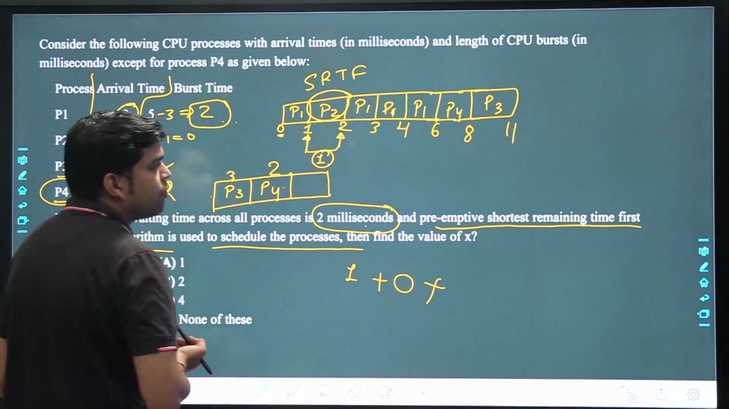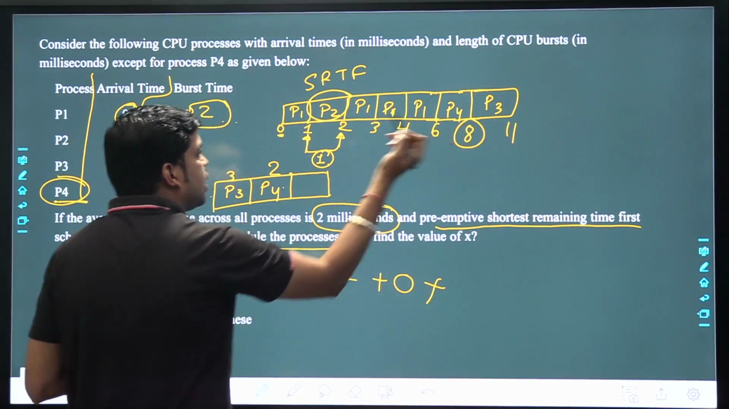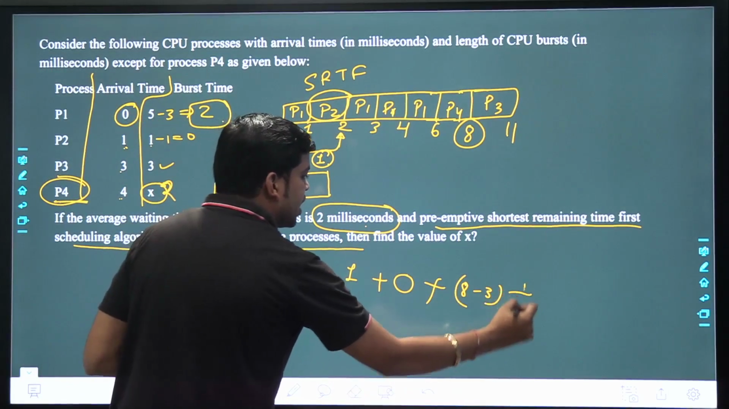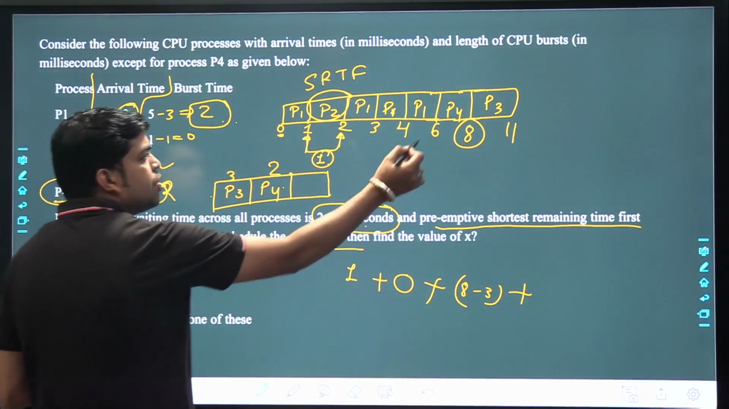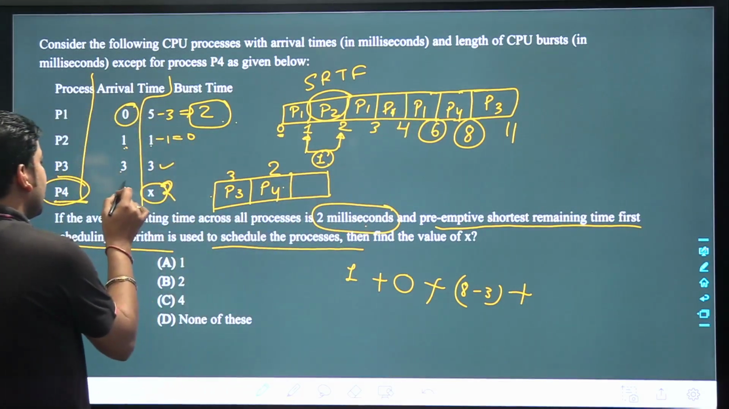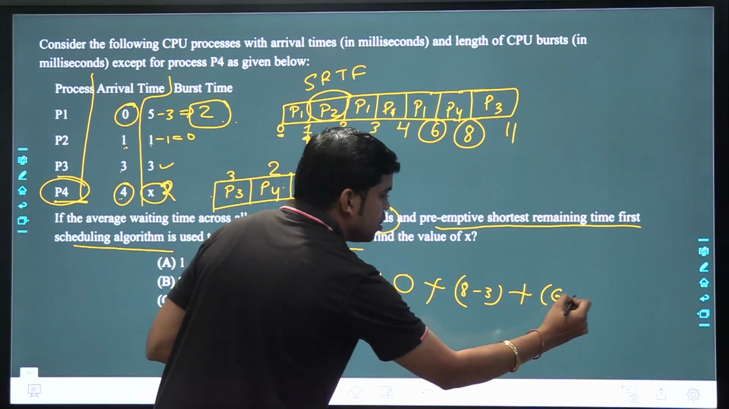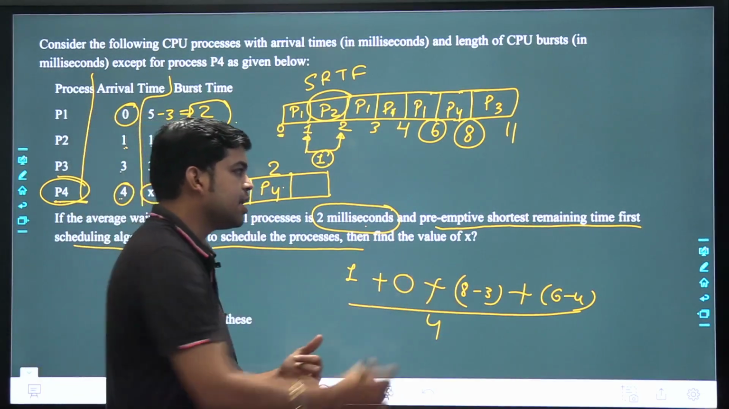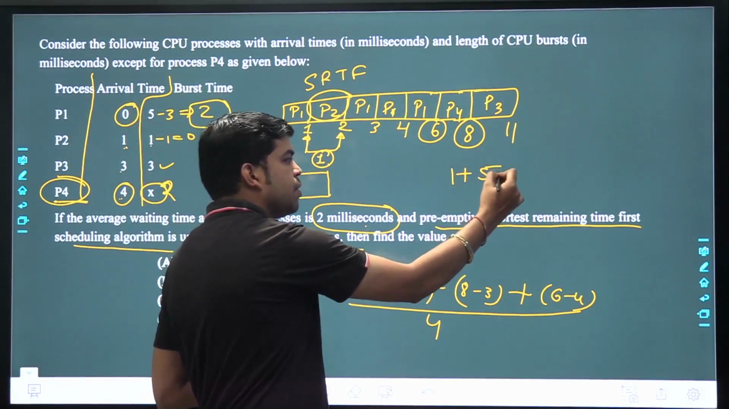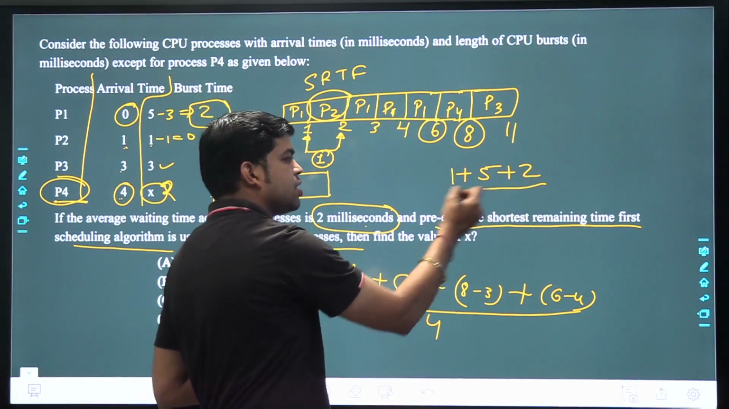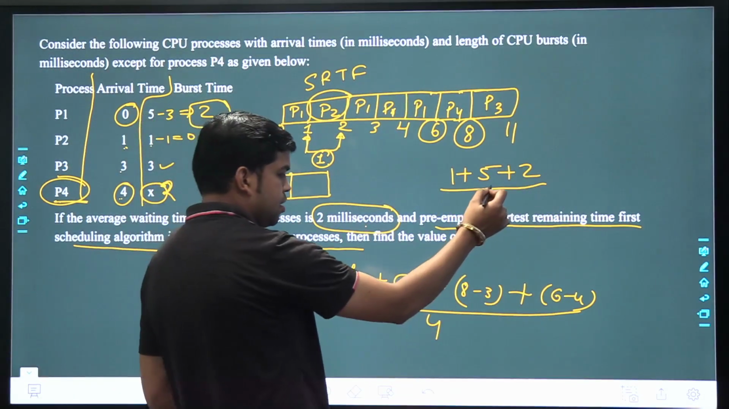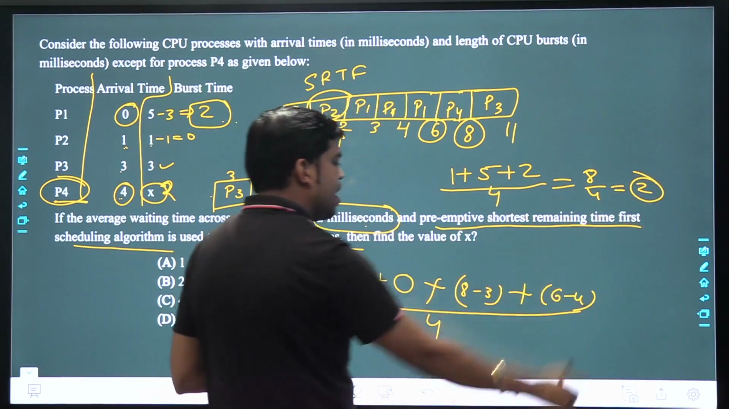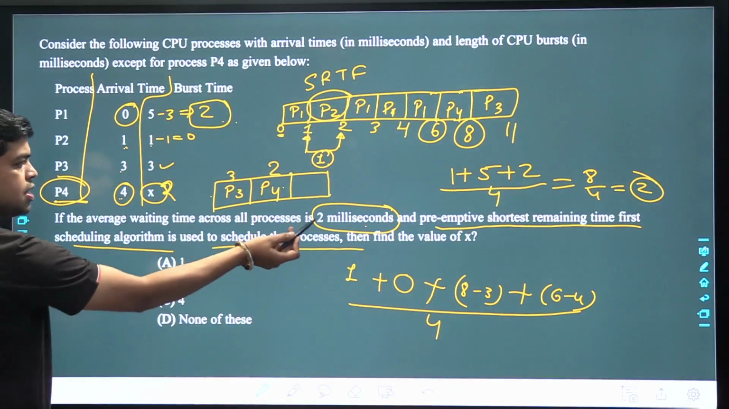Now what is the waiting time for P3? P3 is allocated at 8 and arrived at 3. So 8 minus 3, that is 5. So that is the waiting time of P3. Now for P4, the CPU is allocated at time 6 and it arrived at 4. So 6 minus 4 is 2. So if you add and divide by 4: 1 plus 8 minus 3, that is 5, plus 6 minus 4, that is 2. So 8 divided by 4, that is 2. So the average waiting time is 2 milliseconds.